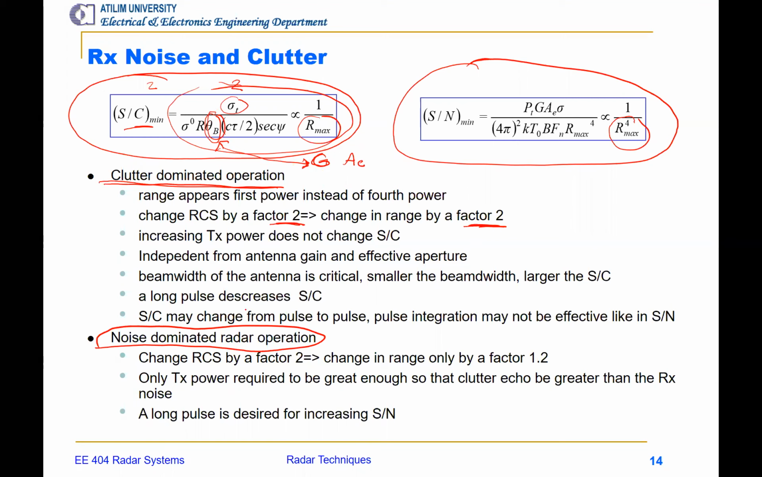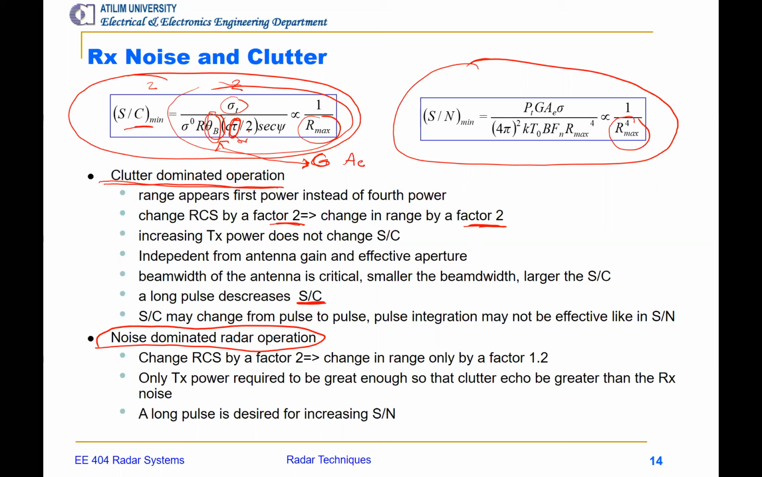A long pulse definitely decreases signal to clutter ratio, as signal to clutter ratio is inversely proportional to the pulse width. So the smaller the pulse width, the larger the signal to clutter ratio.